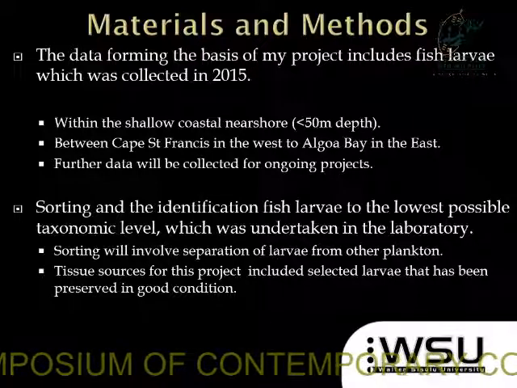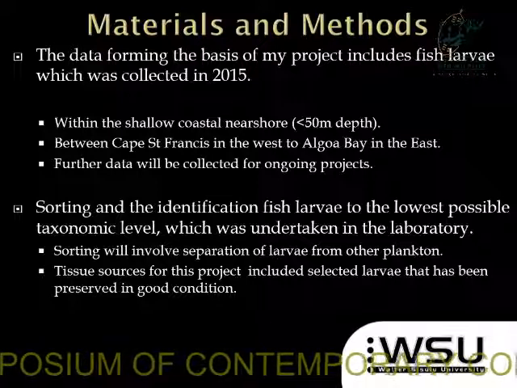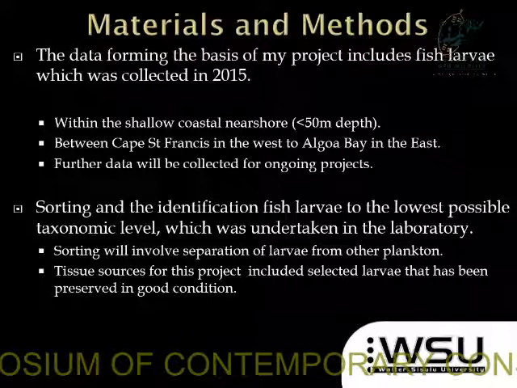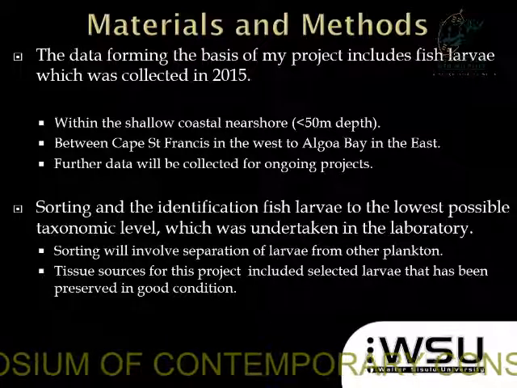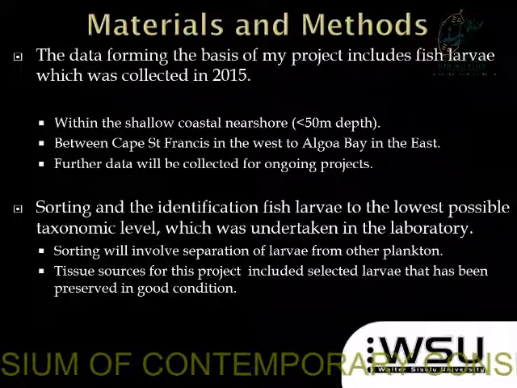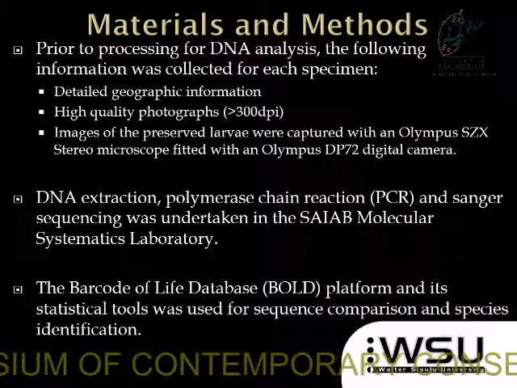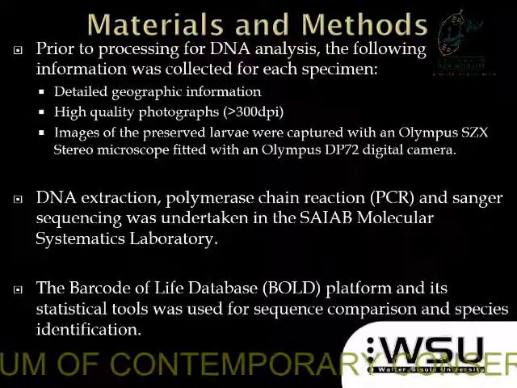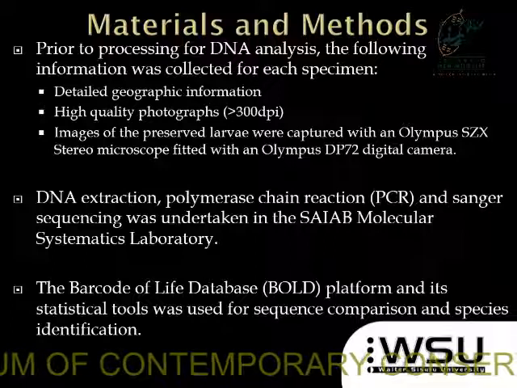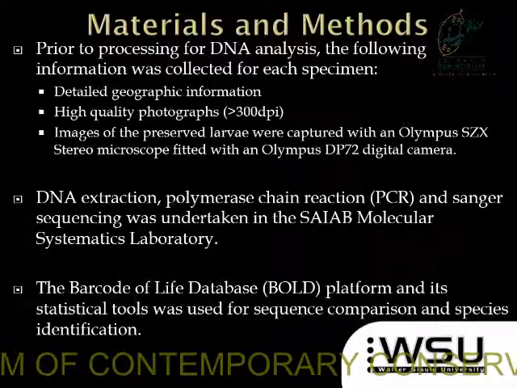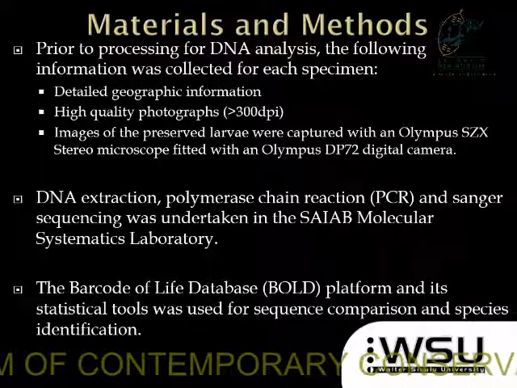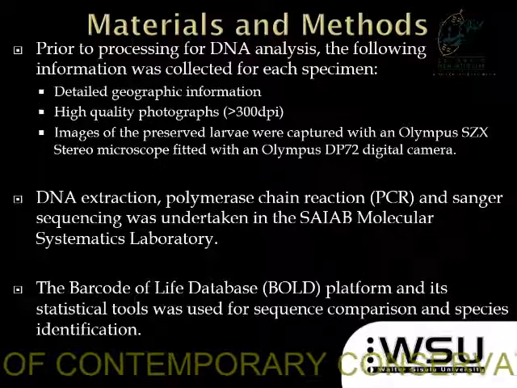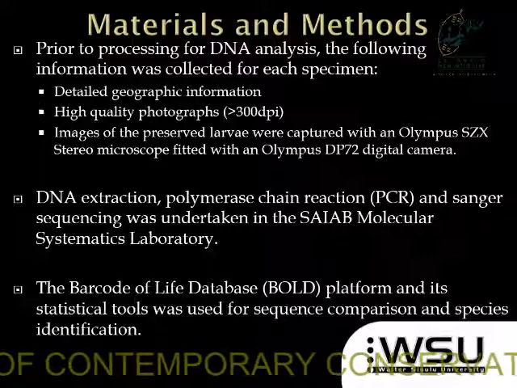After my data was collected, sorting and identification of larvae to the lowest possible taxonomic level was undertaken in a SciHub laboratory. The sorting involved separation of fish larvae from the other plankton and also preserving my tissues in good condition. Prior to the molecular method, which is DNA barcoding, there was certain information I needed for each sample, which involved detailed geographic information and high-quality photographs taken using a stereo microscope. These were followed by DNA extraction, polymerase chain reaction, which is PCR, and cycle sequencing as the second last step. Then the sequencing results were loaded on a database to identify the species.